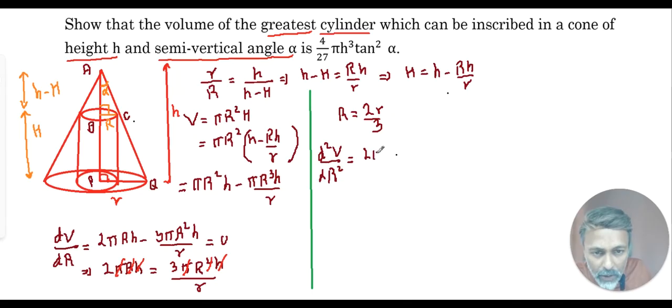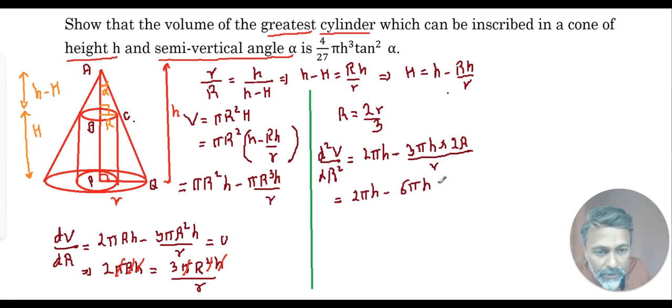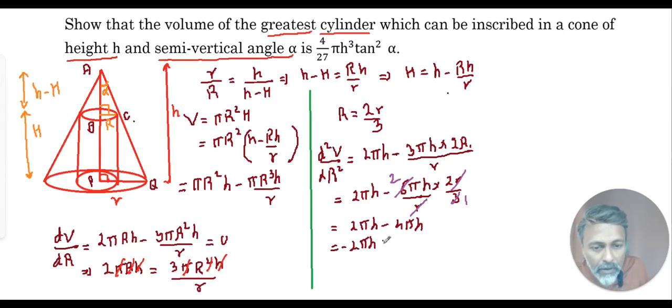So 2 pi H derivative is 2 pi H minus 3 pi H into 2r, as r square's derivative is 2r, the whole upon R. This r can be replaced as 2R upon 3. So we get 2 pi H minus 6 pi H into 2R upon 3. In place of small r, we are writing 2R upon 3. 3 2s are 6 upon R. Let's cancel out R. We can cancel out 3 2s are 3 1s are. We are left with 2 pi H minus 2 pi H, which is less than 0.